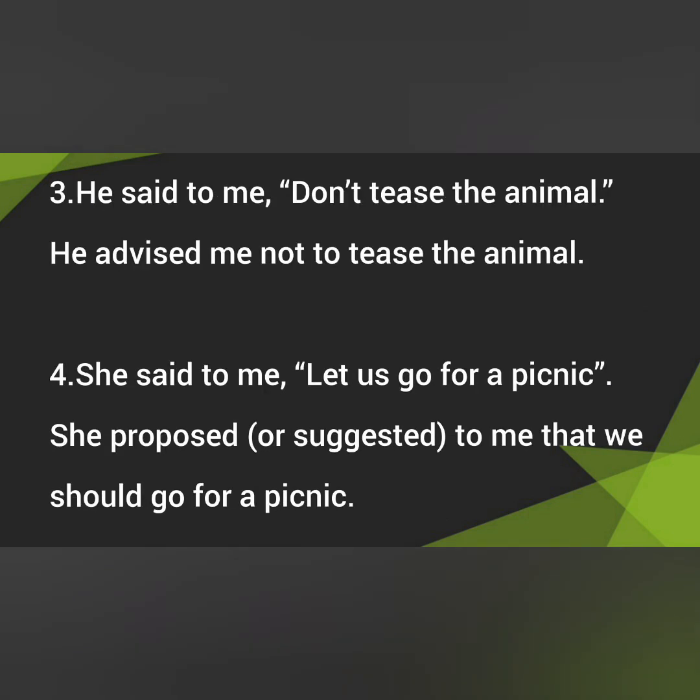He said to me, "Don't tease the animal." Here the imperative sentence is in negative form, that is, "don't" is given. It is also advice. So we write, he advised me not to tease the animal. Next: She said to me, "Let us go for a picnic." If the sentence begins with "let", we use "suggested" or "proposed" as the reporting verb. She proposed or suggested to me that we should go for a picnic.